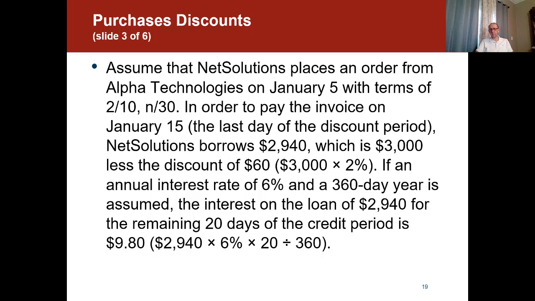And how did we calculate that? It's $2,940 multiplied by 6% multiplied by 20 days over 360, assuming the year has 360 days. So is paying an interest of $9.80 versus getting a benefit of $60, you do the math. I think it's obvious that if I can borrow at 6%, in this case, it's feasible for me to pay within the first 10 days.